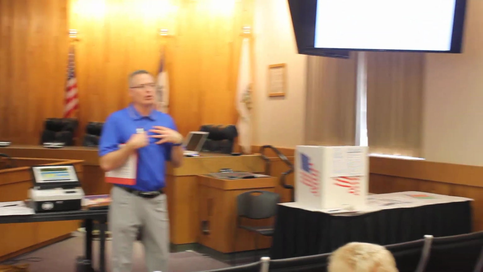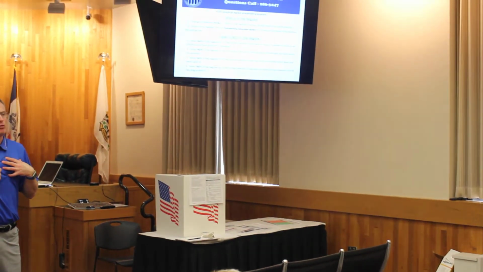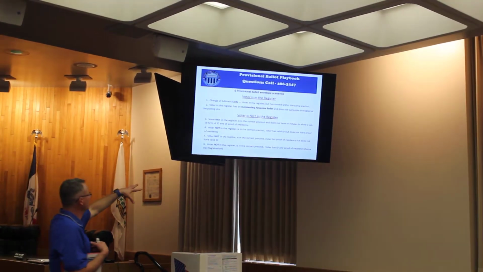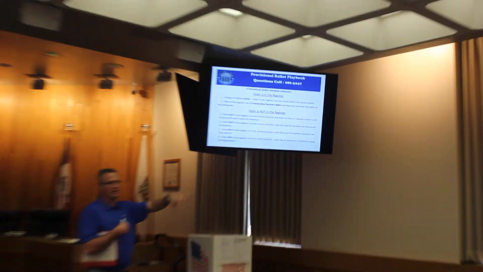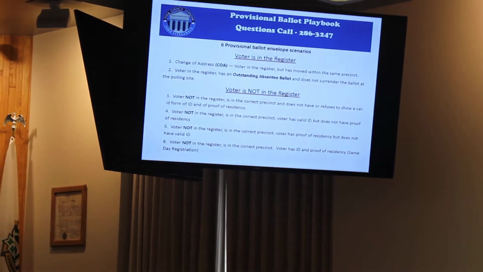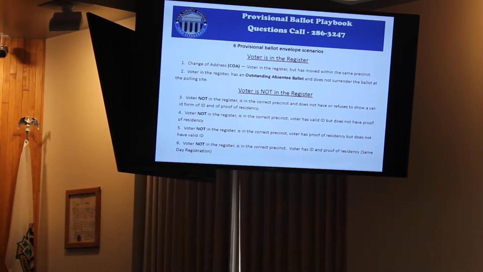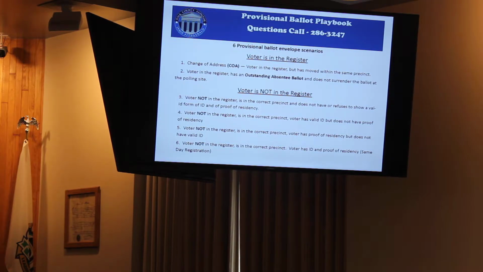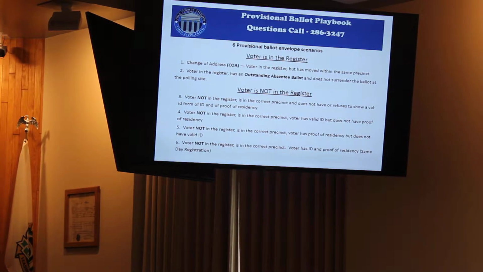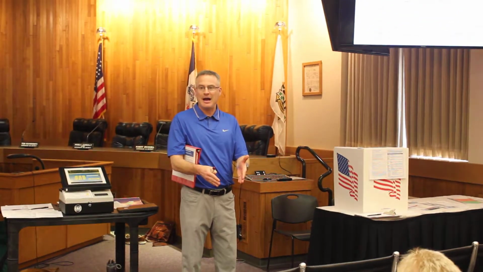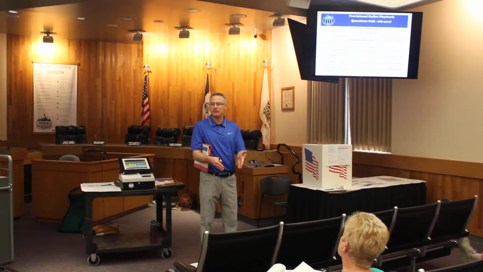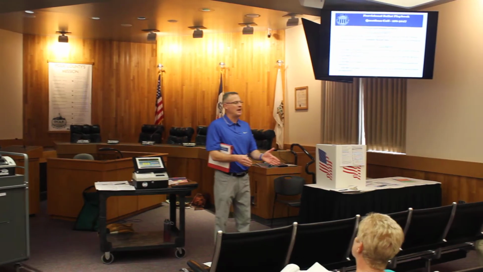The play I think will run the most is play 6. This is a voter, once again, not in register, in the correct precinct, but has valid form of ID and valid form of residency. This is our same-day registration voters, or our change of address voters. If I move from Johnston 1 to Johnston 2, I'm not in Johnston 2's book, so I need to do a provisional ballot, and I will have to show identity and residency. This is the play I think will run the most.